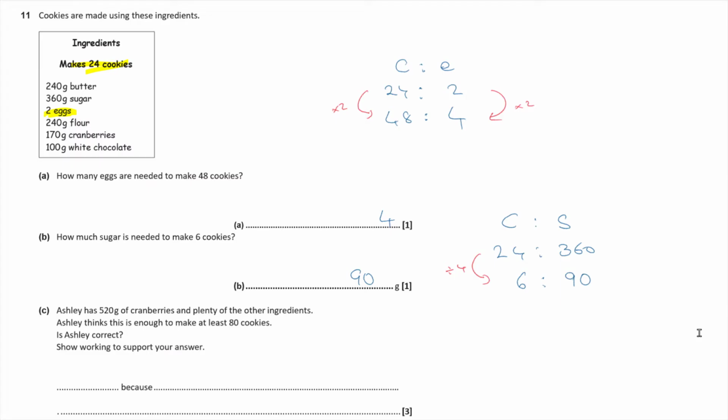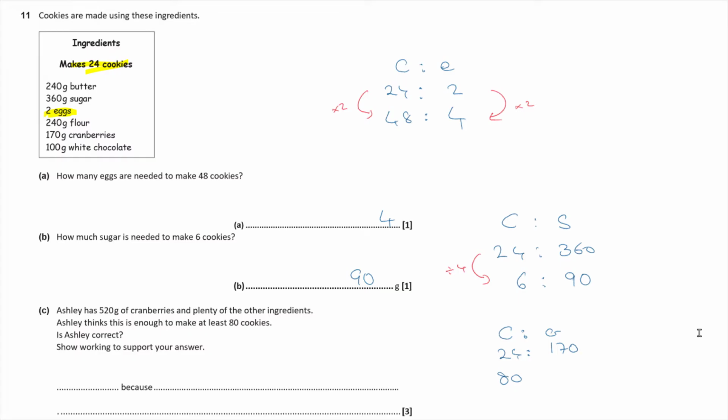Then it says Ashley has 520 grams of cranberries and plenty of the other ingredients. Ashley thinks this is enough to make 80 cookies. Is Ashley correct? Show working to support your answer. Okay, so we need cookies to cranberries. I've got 24 cookies requires 170 grams of cranberries. Now, is that enough to make 80 cookies?